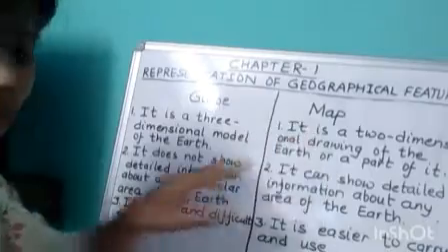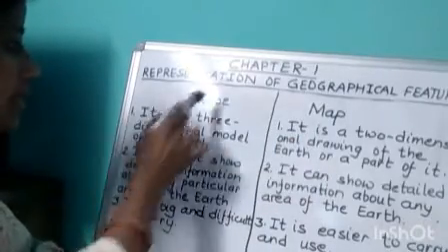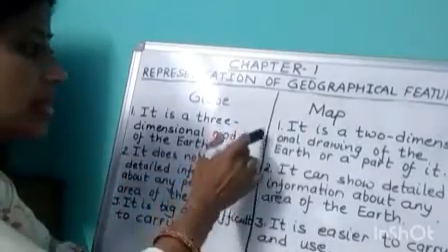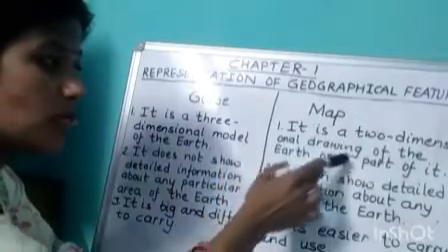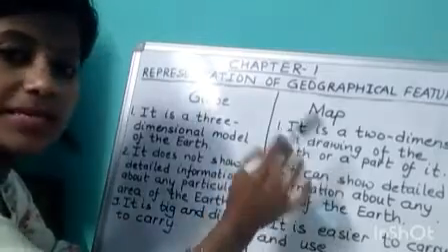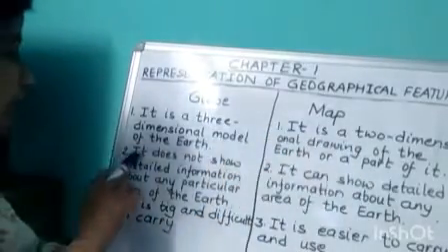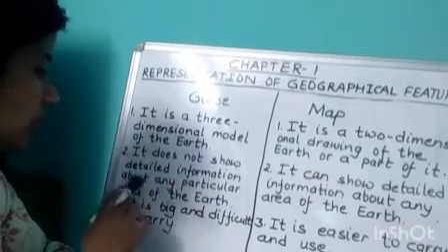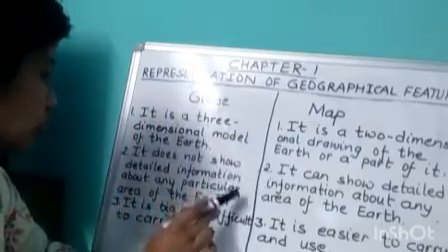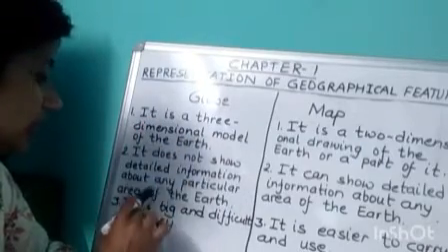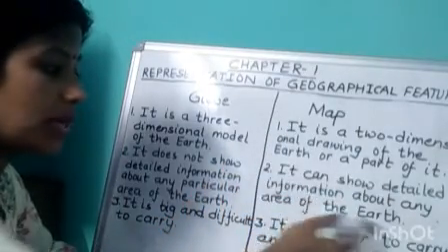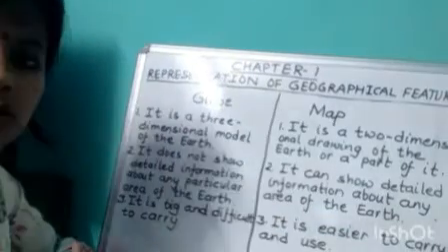Distinguish between globe and map. First one: a globe is a three-dimensional model of the earth, with length, breadth and depth. Now a map is a two-dimensional drawing of the earth or a part of it, meaning length and width. A globe does not show detailed information about any particular area of the earth, while a map can show detailed information about any area of the earth.